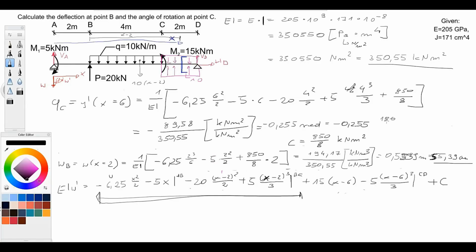We'll see why this result isn't rational again. We remember how to convert to degrees, I hope. 14.6 something degrees. So if our cross-section rotated by 14.6 degrees, it is quite reasonable to start worrying. Nevertheless, this is the end of the task. We have calculated the deflection at point B and the angle of rotation at point C as per the content.